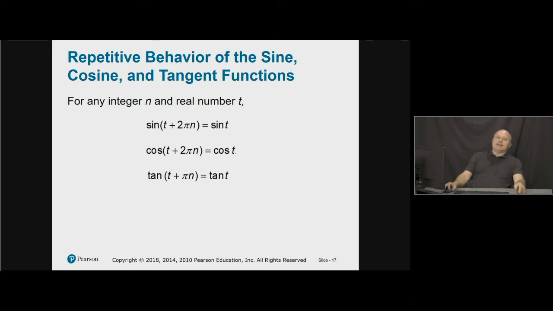So basically what it says is if you have the tangent of, let's say, pi over 6 plus 3 pi, then it's the same thing as the tangent of pi over 6. So that's what it says.